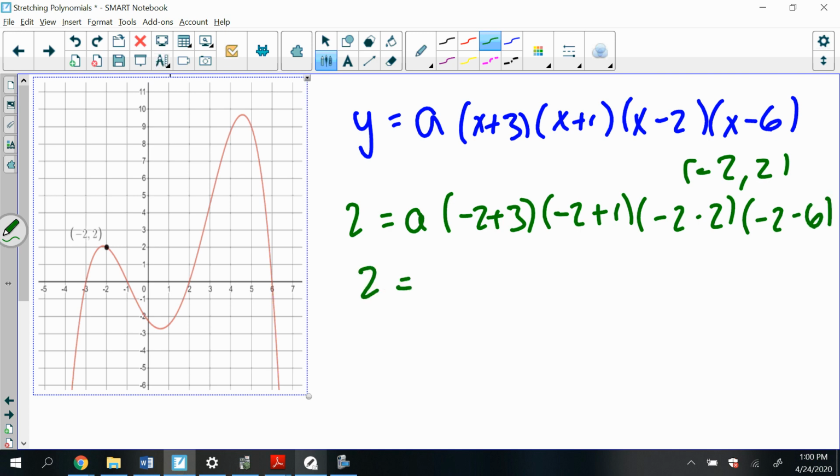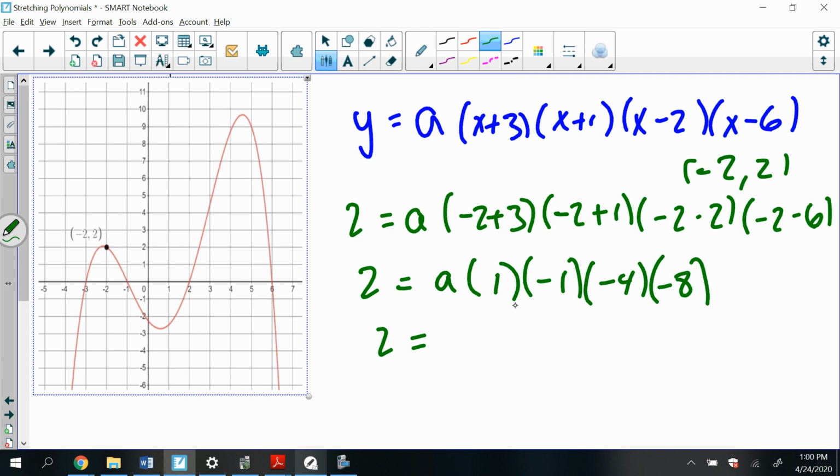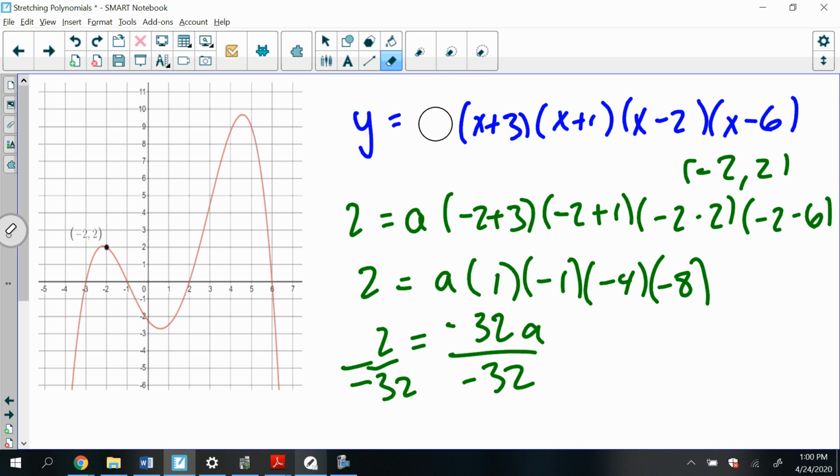So I have 2, a times 1 times -1 times -4 times -8. Okay, so I'd have 2 equals, eventually we get -1, so it's going to be a negative overall. 32, -32a, divided by -32. And that becomes our a value. Our a value in simplified form is -1/16.